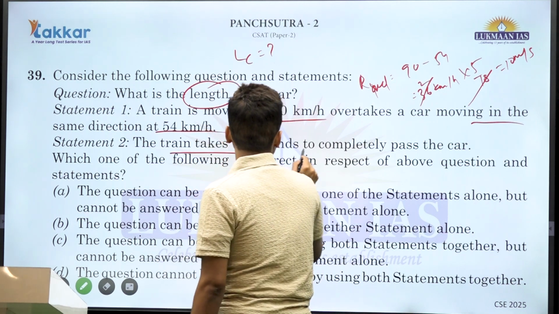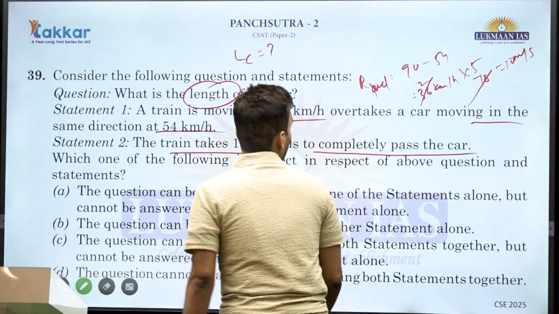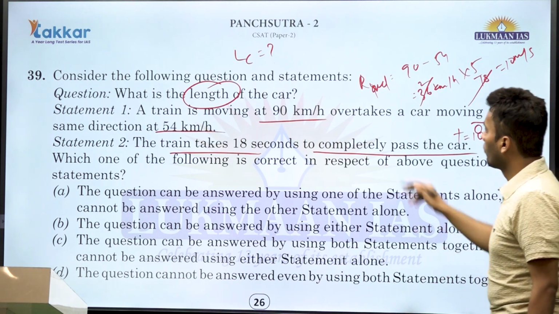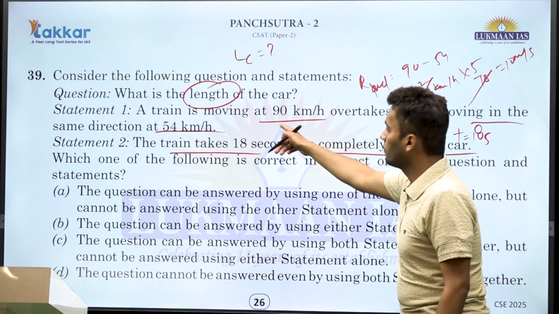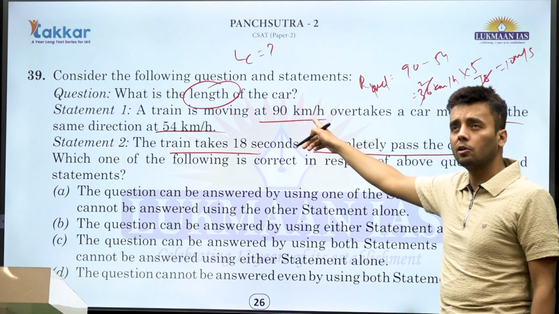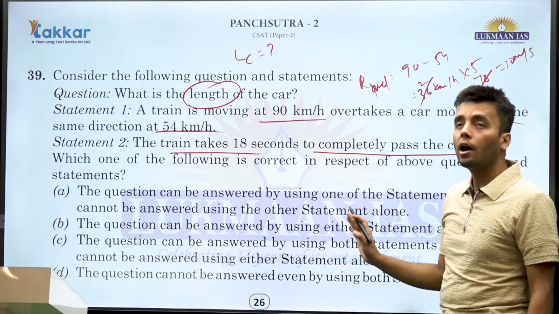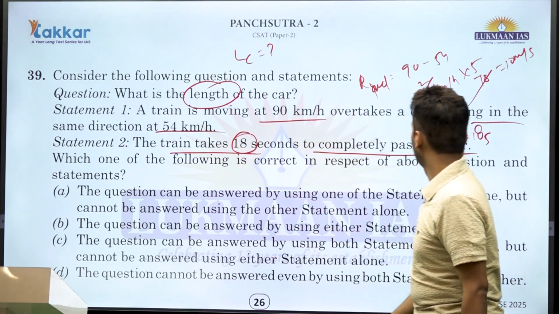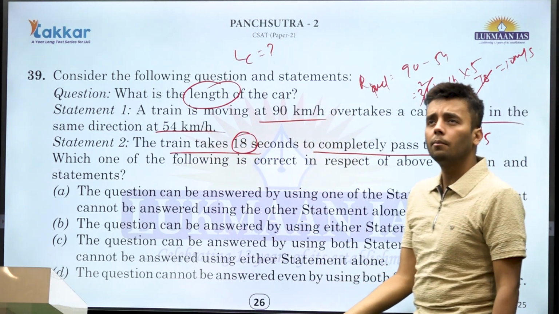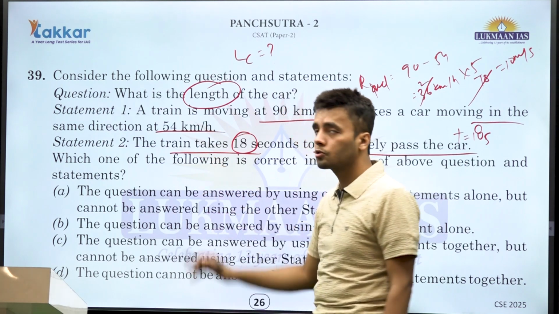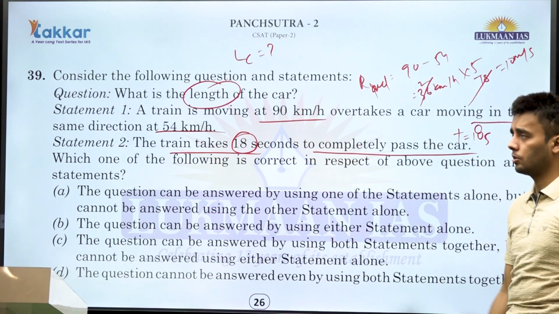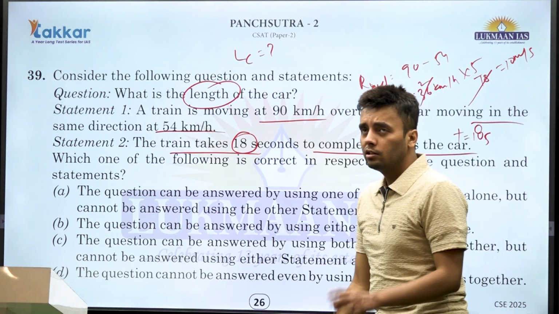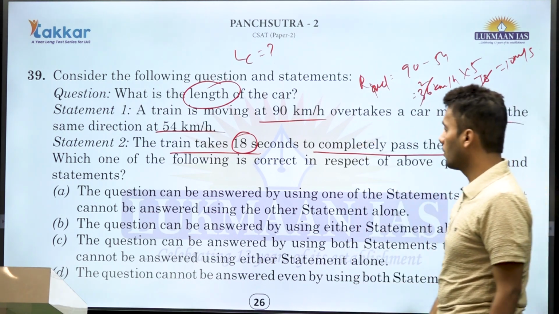The train takes 18 seconds to completely pass the car. Now time given is 18 seconds. From statement 1, we cannot determine because only the relative speed is given. So statement 1 is insufficient to answer the question. Statement 2 only gives the time to completely pass the car, but it doesn't say anything about the length. So statement 2 also is not sufficient to answer the question. So we need to combine both the statements to check if we can deduce the answer or not.